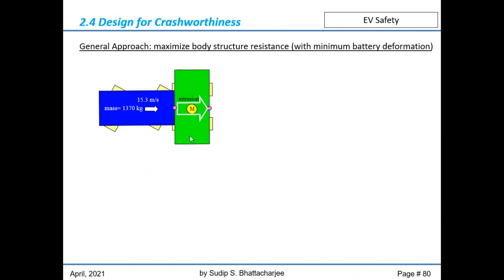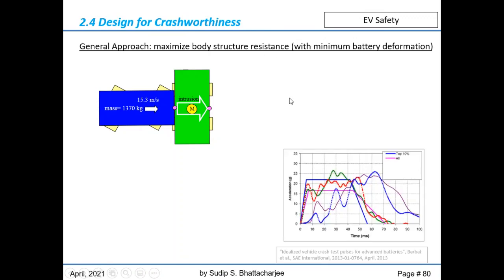The general approach, the way I see it, has been to maximize the body structure resistance to minimize the battery deformation. Because there is no direct quantified target available in any standard or public domain research. If anything is there, as I say, it is probably hidden in the OEM house, because we will not be knowing from outside whether any deformation is allowed in the battery or not. But the general tendency looks like, from outside, maximize the body structure design, minimize the battery deformation.